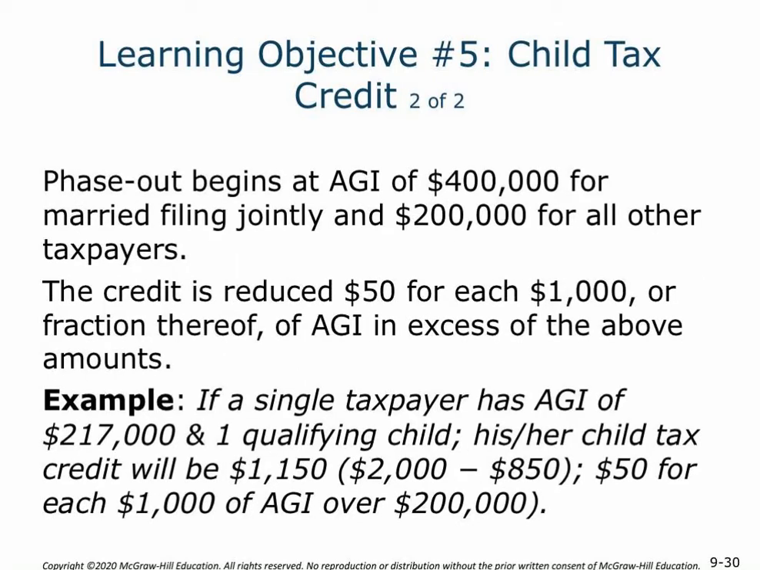So again, the phase out is going to begin at $400,000 for married filing jointly, $200,000 for all other taxpayers, and it's going to get reduced $50 for each $1,000 above that. So the example here is the single taxpayer has $217,000 for the one qualifying child. The tax credit is only going to be $1,150, as we're going to take $17,000 times that $50 per $1,000. So we're going to end up with $850 for the amount that's going to get taken away from our $2,000 tax credit, leaving a difference of $1,150.